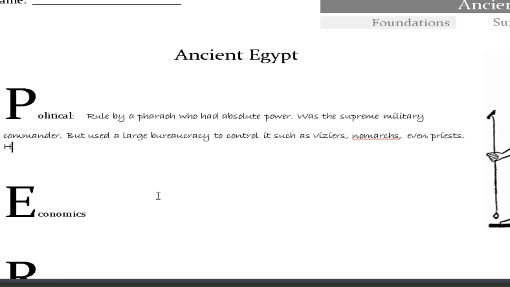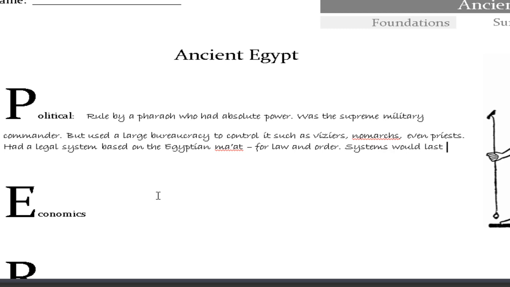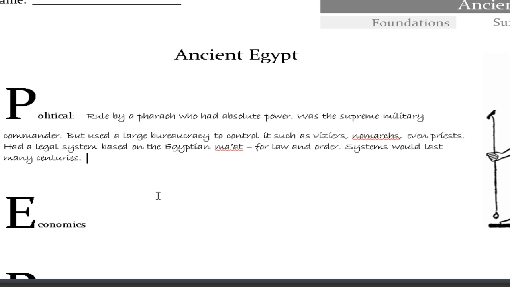They also had a legal system, and this was based on the Egyptian idea called Ma'at, which was basically for law and order. And this political system would last many centuries. This wasn't something that just changed from one particular dynasty to another. And that's kind of what we're looking for in each one of those.